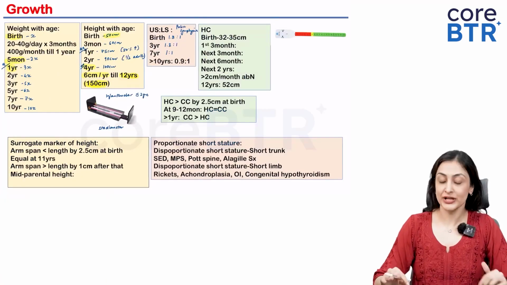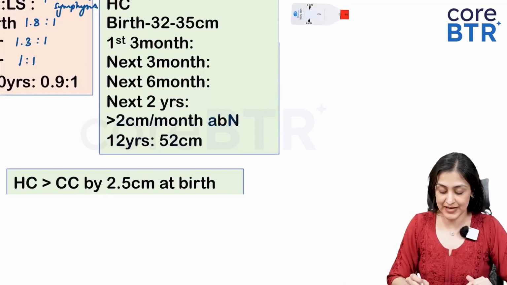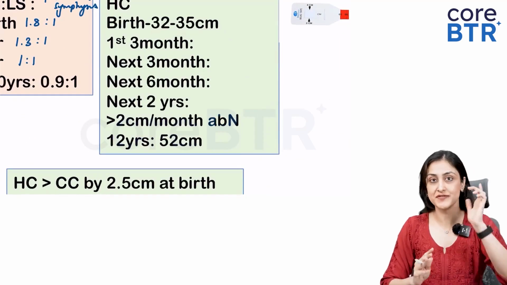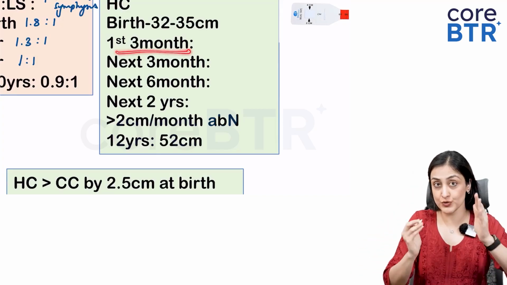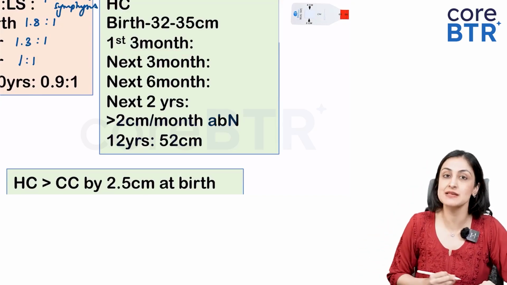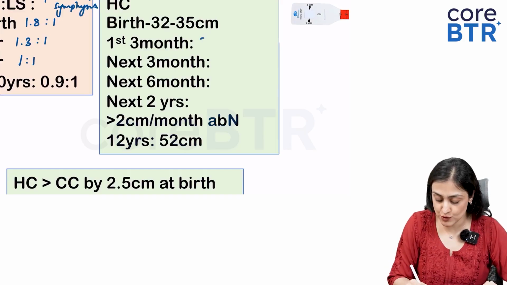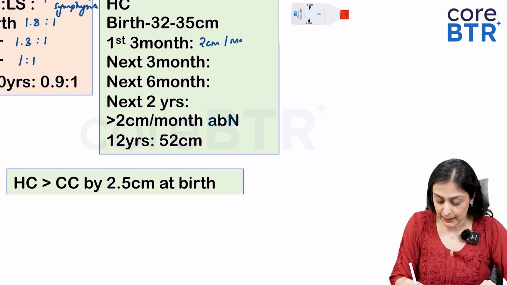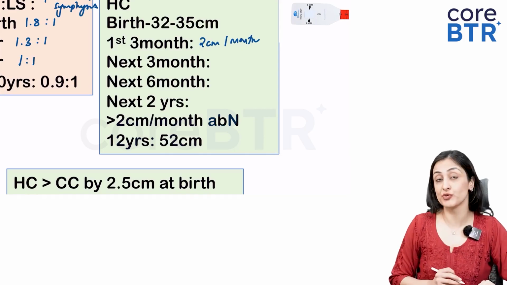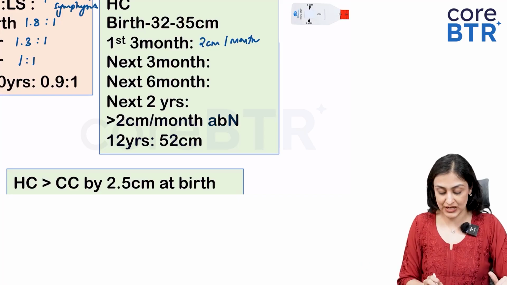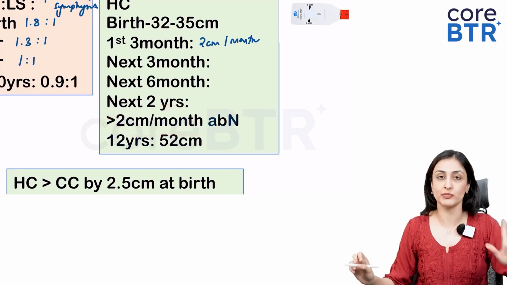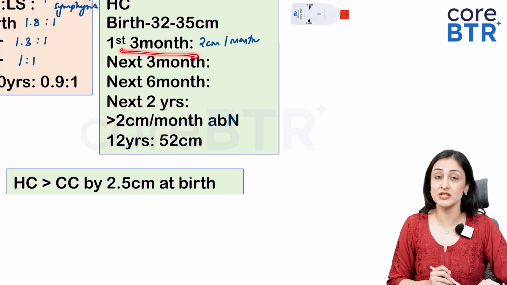So then talking about head circumference. Head circumference at birth is 32 to 35 centimeter. Remember that number, all right? So 32 to 35. How does it grow? The first 3 months is the maximum growth that's ever going to happen. That's 2 centimeter per month. More than that is also abnormal, because that indicates some intracranial pathology leading to hydrocephalus, right? So more than 2 is always abnormal. So the highest for the first 3 months is 2.